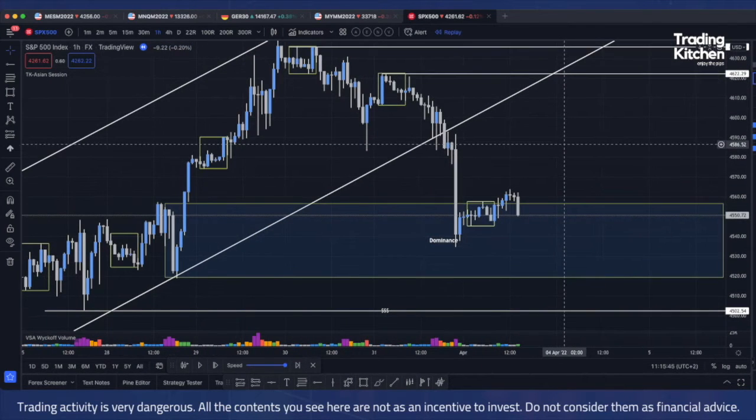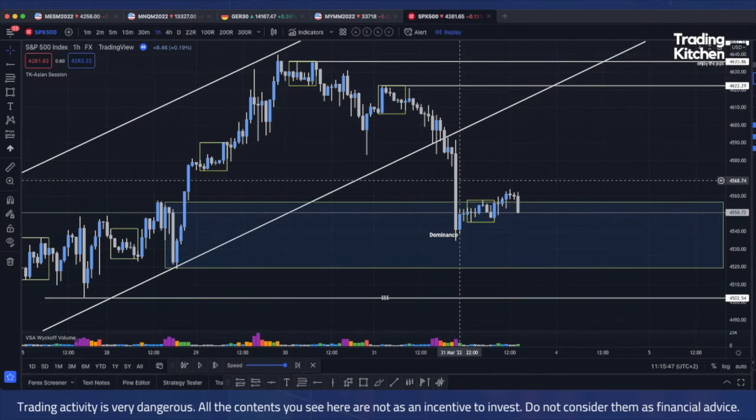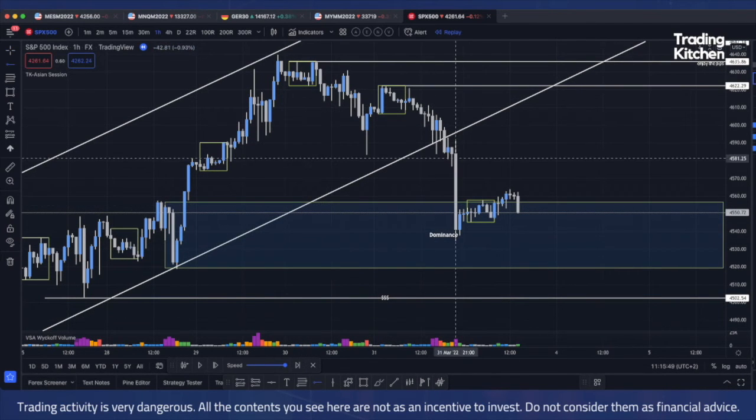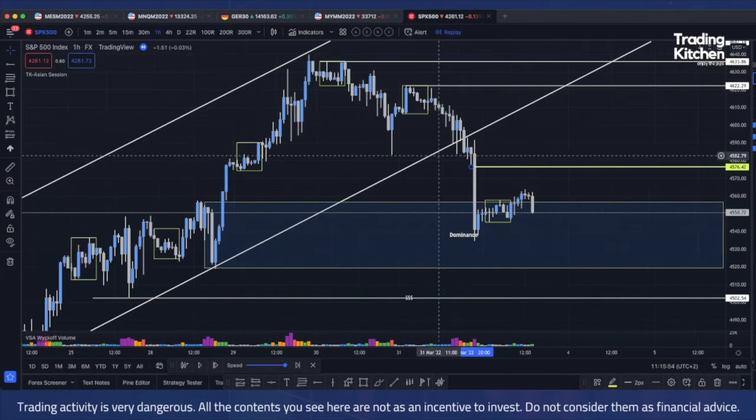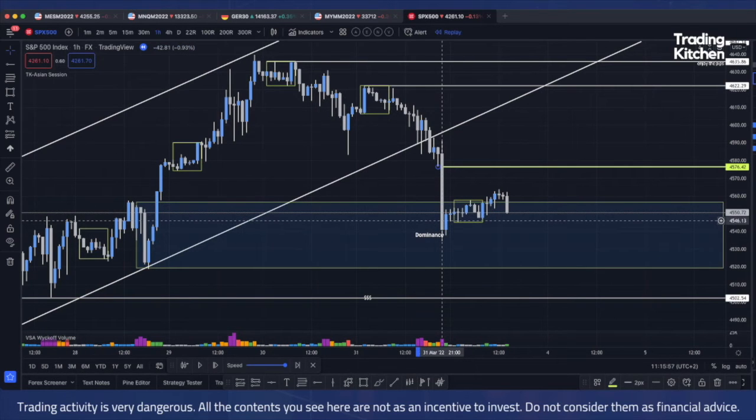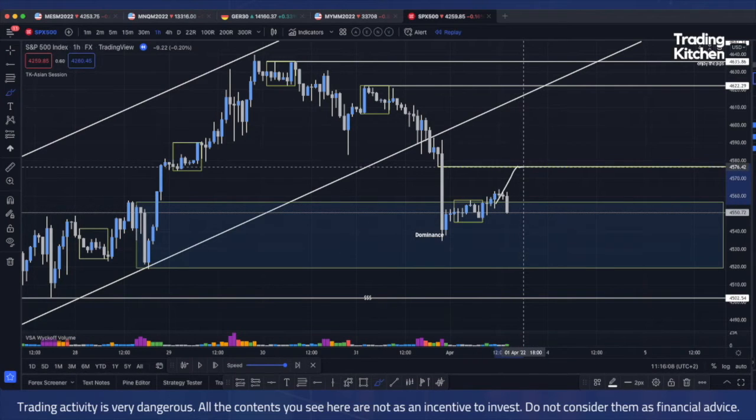Then I identify all the impulses. Like this one, and here there is inefficiency. Okay, so what does it mean? That all this zone is not balanced. Okay, so I expect that price will first going to retest the zone.